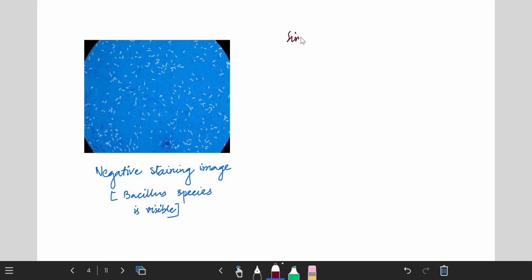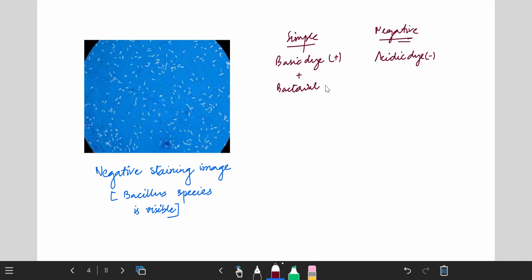So in simple staining and negative staining, what is the basic difference? In simple staining, we use basic dyes, which obviously contain a positive charge, and in negative staining we use acidic dyes, which possess a negative charge. Okay, and we know that the bacterial cell is negatively charged.